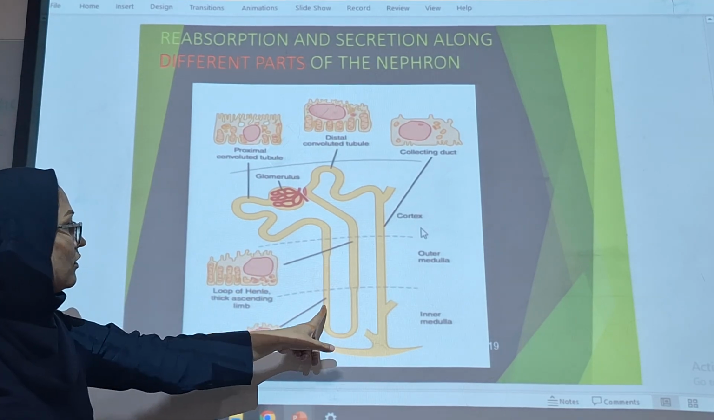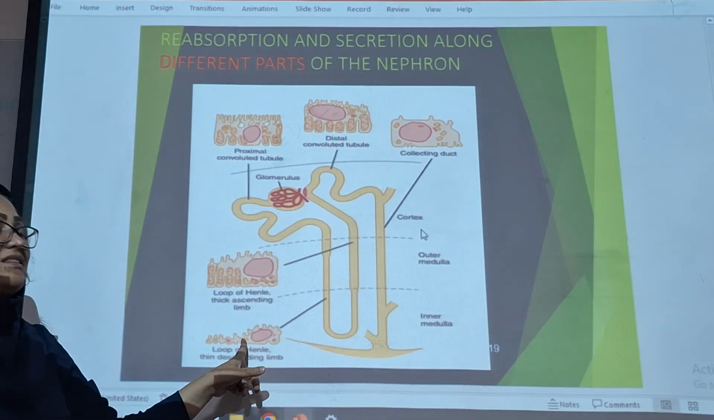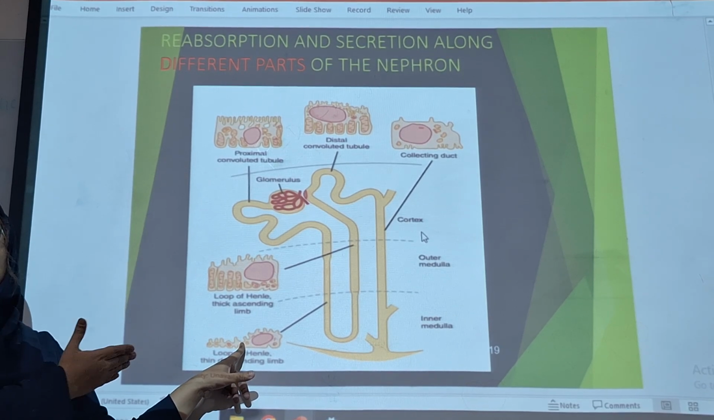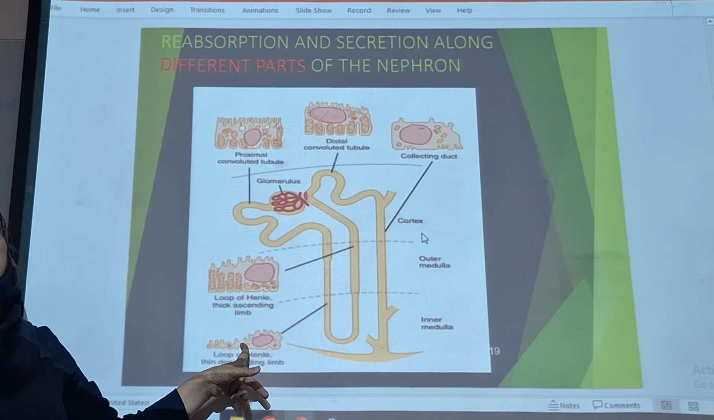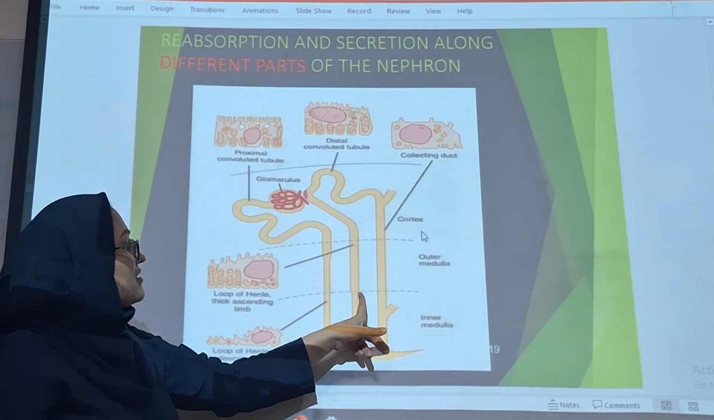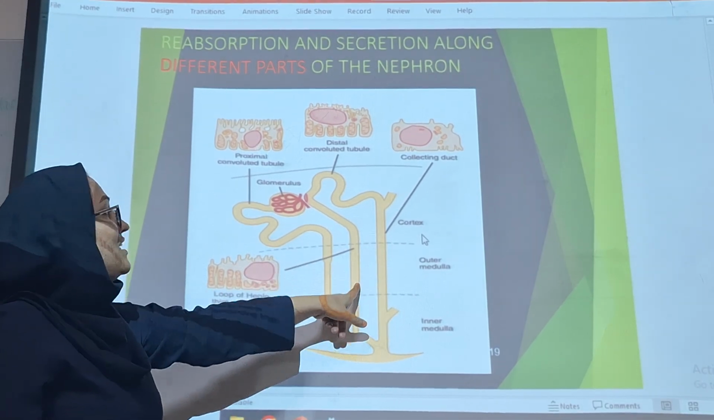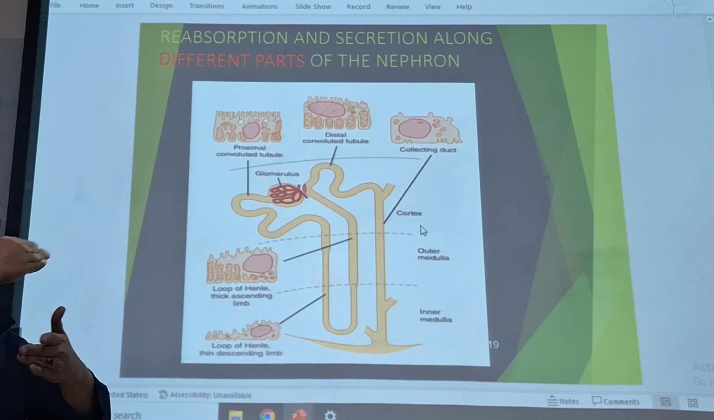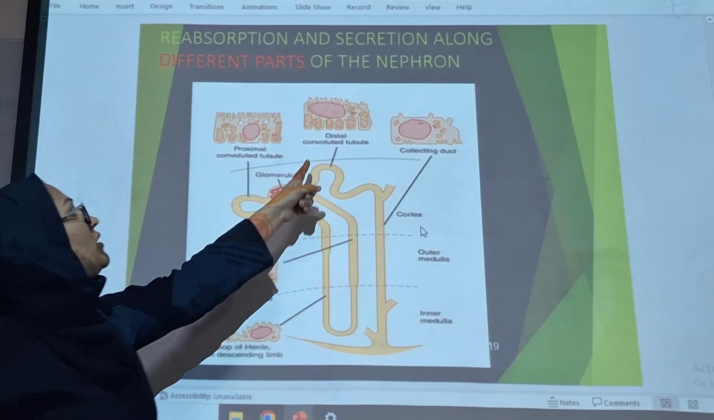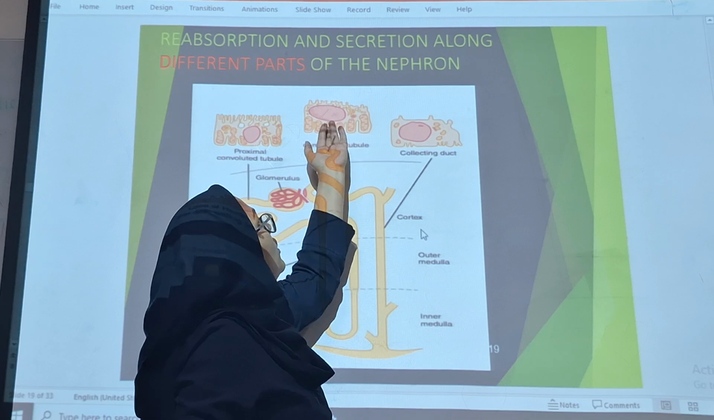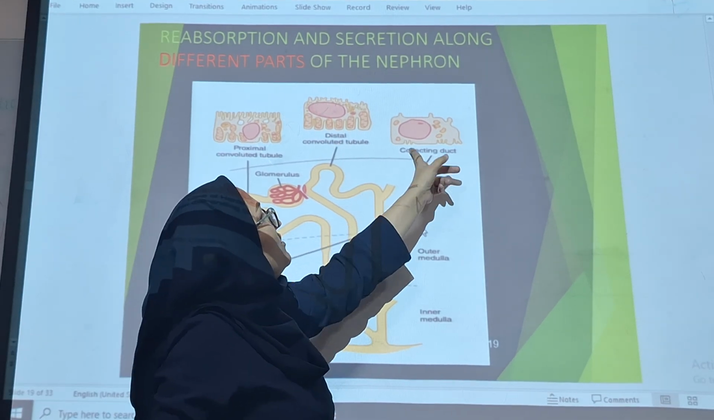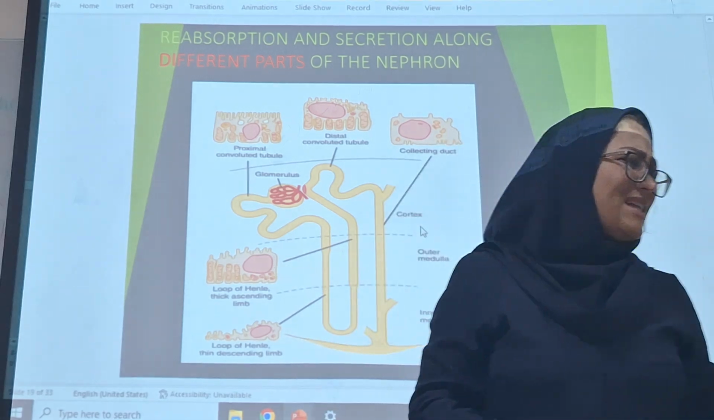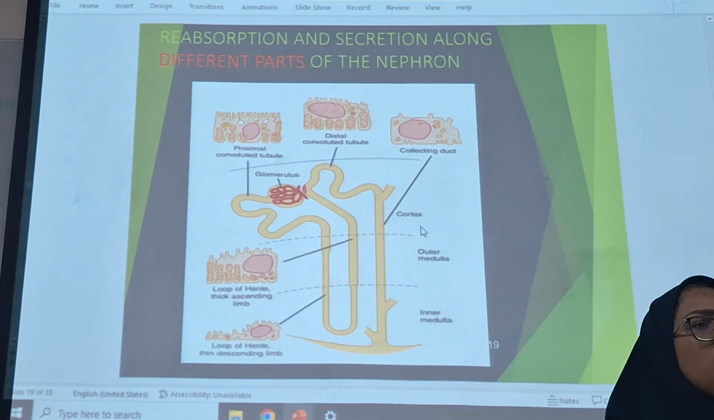Here, the thin descending limb. The cell is thin. It means there is no active transport. Here, the thick ascending limb. The cells are thicker. It means we have active transport. The same is true about the distal tubule. Regarding the collecting tubule, the cells are thin, so there is no active transport. Was it clear?